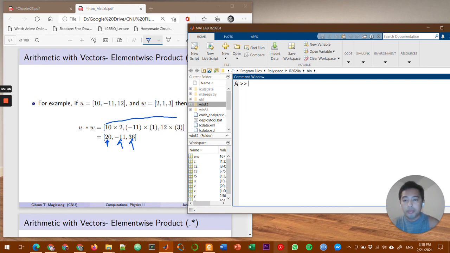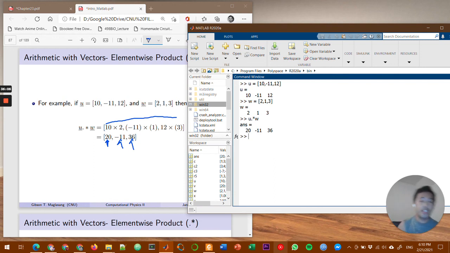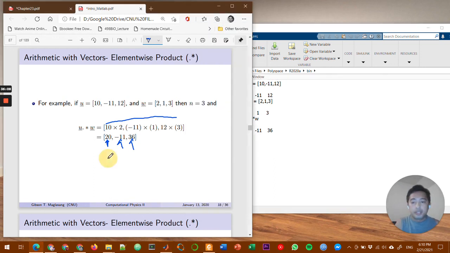So u is 10, negative 11, and then w is, so they have the same orientation, both are row vectors. So we have u dot asterisk w. I get 20, negative 11, 36. So you can also do this in MATLAB.